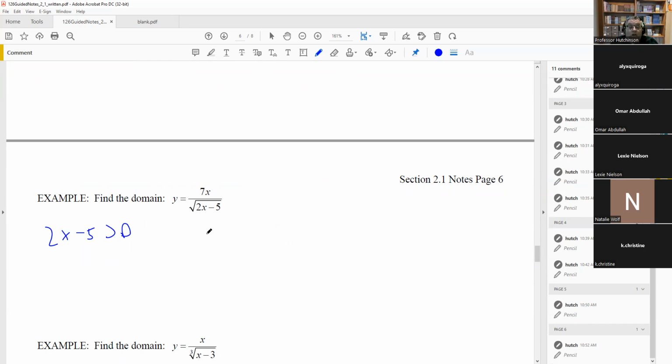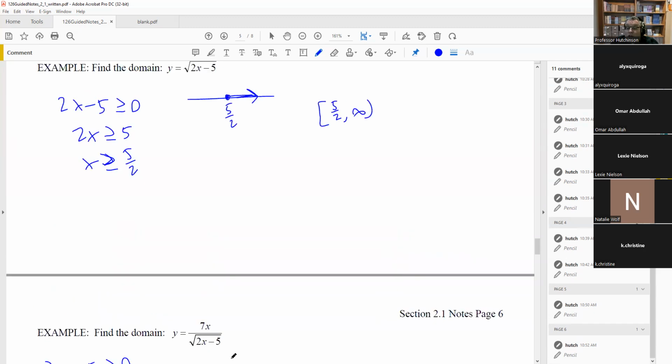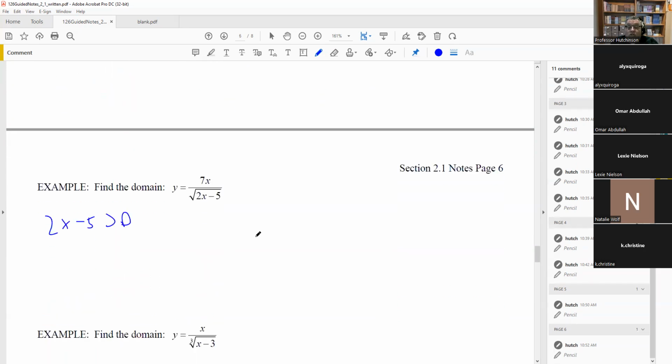Now, I should mention this rule only applies to even number roots, like square root or fourth root or sixth root. That's where this rule applies. If you have a cube root, like the next example we're going to take a look at in a minute, that's different. If it's a cube root or a fifth root, an odd root, that's going to be done a different process, so we don't have to actually use the inequality symbol at all. So problems like this, where we have a greater than symbol, are only for an even number root.